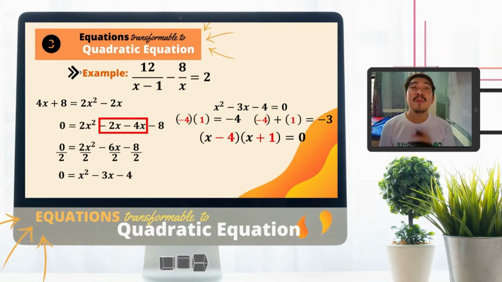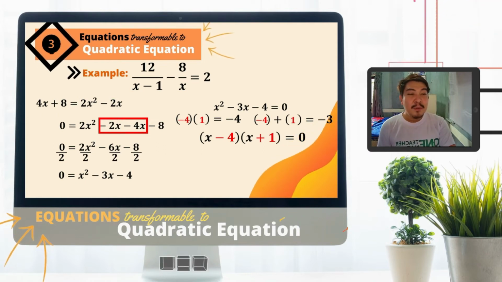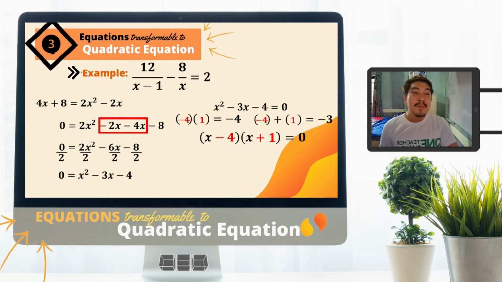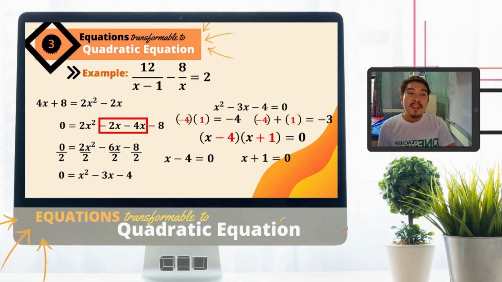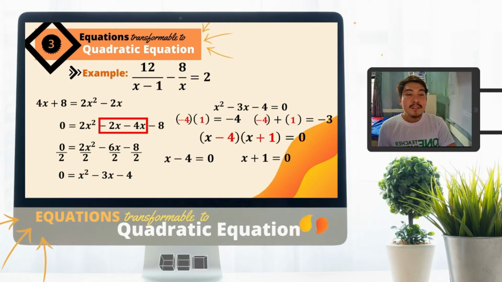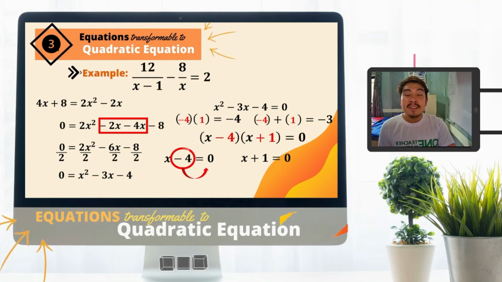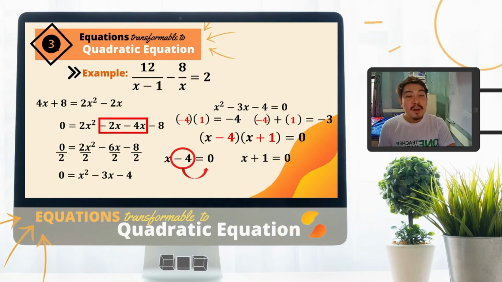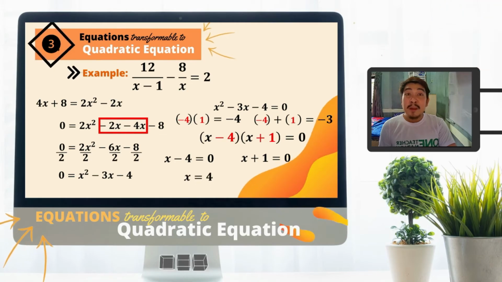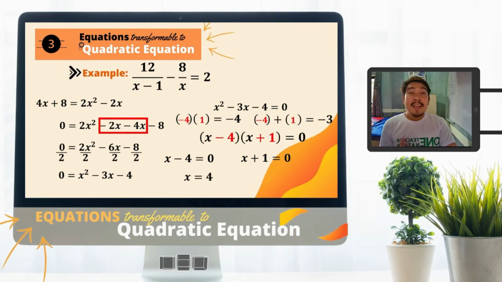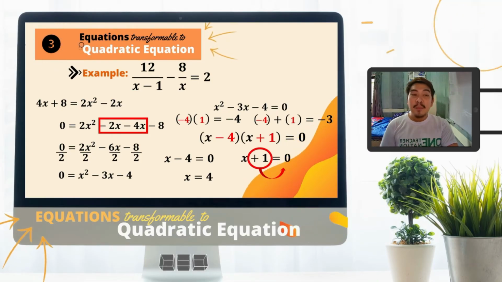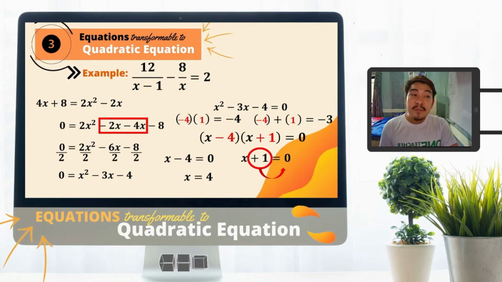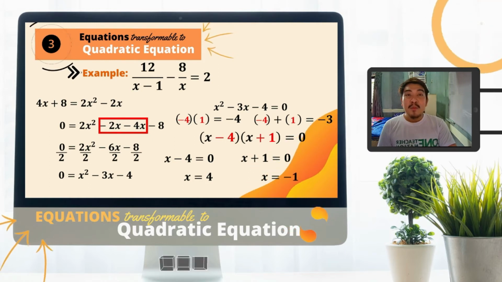Since naka-factored form na siya, we will be applying our zero product property. I-equate natin both factors to 0. So x minus 4 is equal to 0, and then x plus 1 is equal to 0. So next, para ma-solve si x minus 4 equals 0, ilipat lang natin si negative 4 sa kabila. So therefore, we now have the first value of x, which is positive 4. And then, x plus 1 equals 0 naman tayo. Ilipat naman natin si positive 1 sa kabilang side ng equation. So therefore, the second value of x will be negative 1.